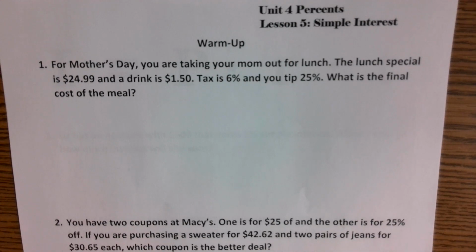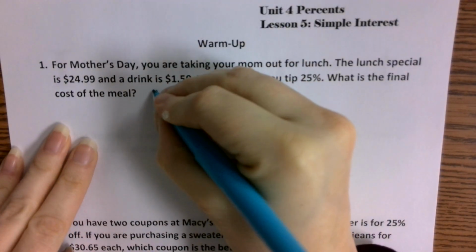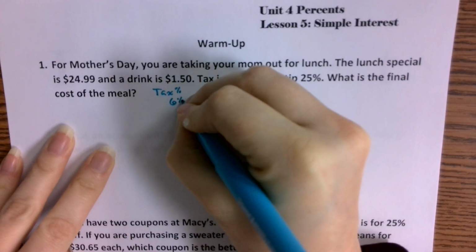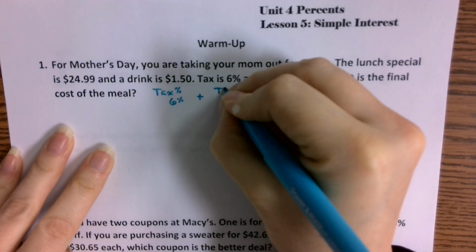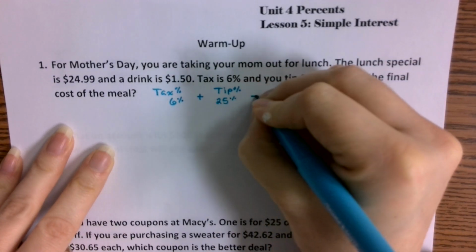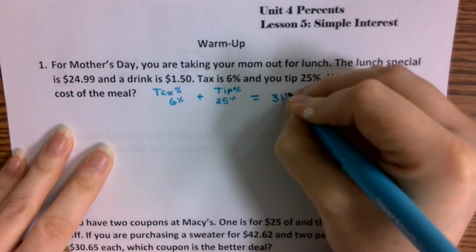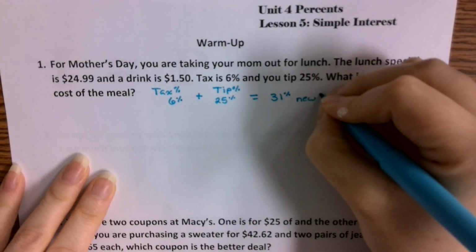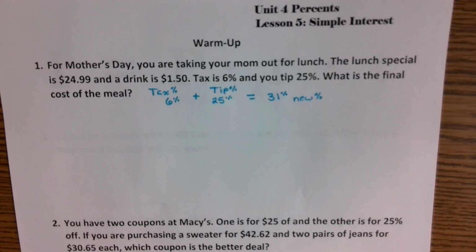So we know that we're going to add our tax and our tip together. So tax percentage, which was 6%, is going to get added with your tip percentage, which was at 25%. And that means that we're dealing with a 31%. Okay, that's going to be our new percentage. That's our new percentage that we're going to be dealing with.